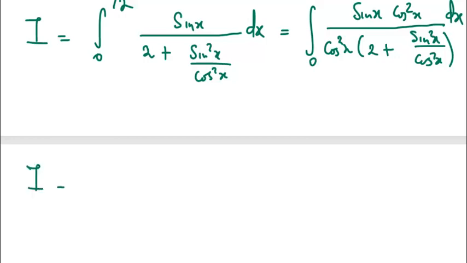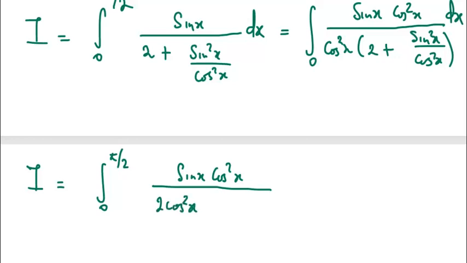So our I is going to be equal to the integral from 0 to pi over 2. Up there we just have sine of x cosine squared of x, divided by cosine squared of x times 2, giving us 2 cosine squared of x, plus sine squared of x, because the cosine squared of x and the cosine squared of x get cancelled. Then dx. Then here comes the magic.